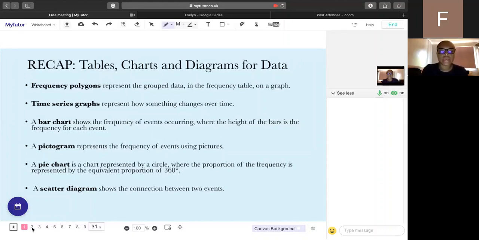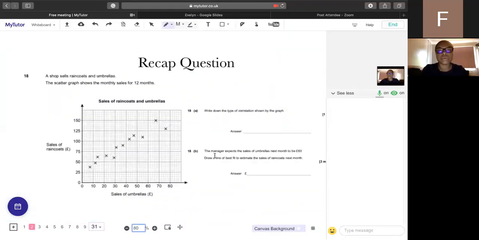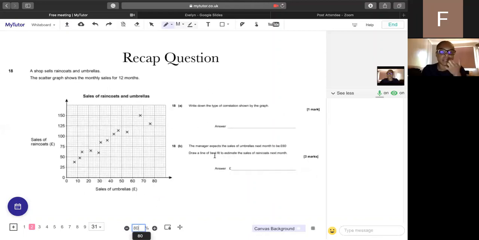So just to do a nice quick recap of this material, let's go through a few practice questions. So this is a past paper exam question. A shop sells raincoats and umbrellas. The scatter graph shows the monthly sales for 12 months, and we have our scatter diagram here. So part A wants us to write down the type of correlation shown by the graph. Since our points, if we were to draw a line, it would be increasing, not decreasing, this would be a positive correlation.